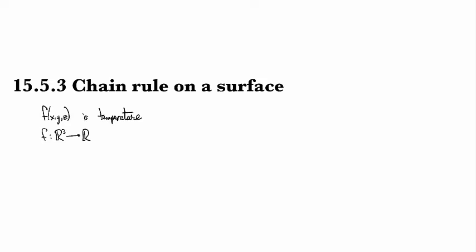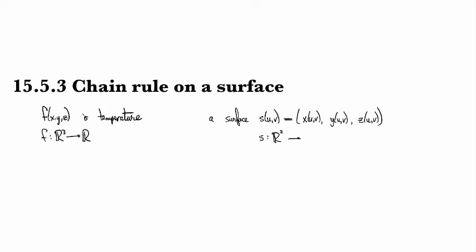So we have a surface which is going to be parameterized now by a couple variables. We'll call them u and v. And so there'll be an x coordinate as a function of u and v, and a y coordinate as a function of u and v, and a z coordinate as a function of u and v. Okay, and so now S is a map from R2 into R3, and it's giving us some surface.